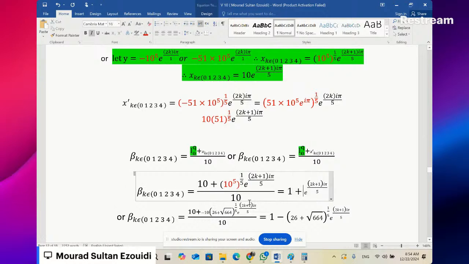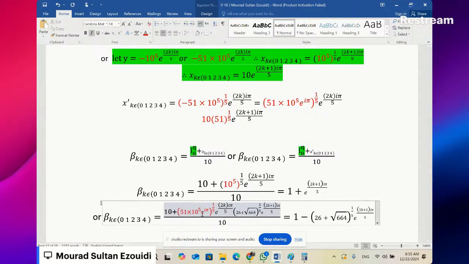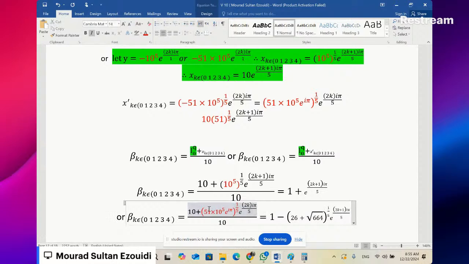The next, now I will use this one to continue the next step roots. So it will be plus, this is minus. You see, 10 divided by 10 is 1. 51 multiplied by 10 raised to the power of, because this one, I will take this plus 2. Ignore this because the last will simplify.